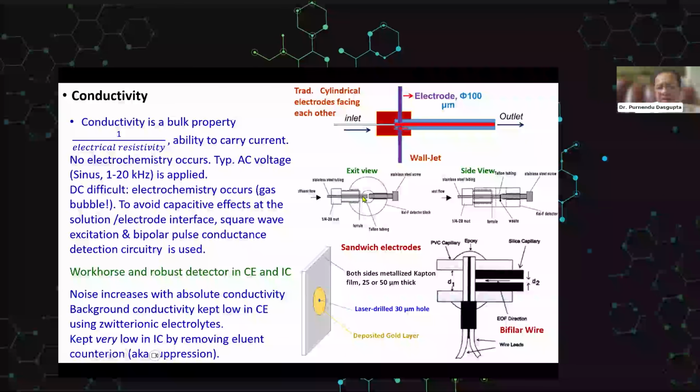And another is a wall jet geometry. Here you have just a screw that can be adjusted to different distances, and you have a metal capillary ending, and you can vary the distance and how close it comes. This is the exit view, and this would be the side view. You can have a sandwich electrode. It seems ideal, but very difficult to attain in practice.